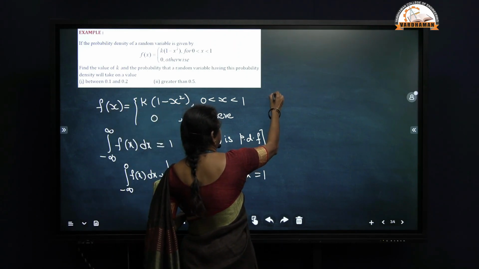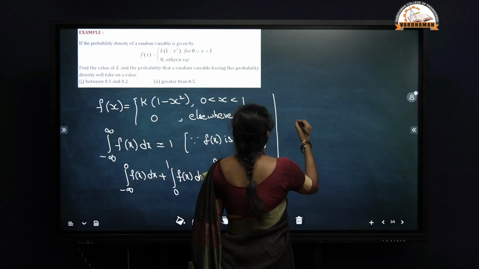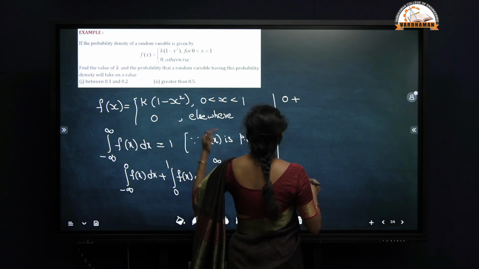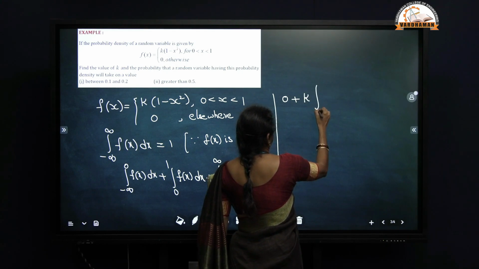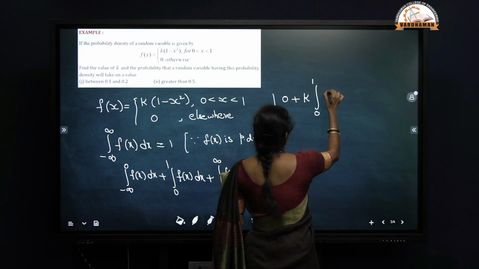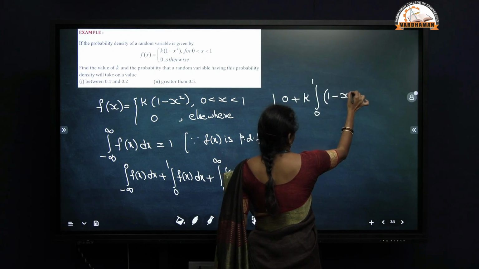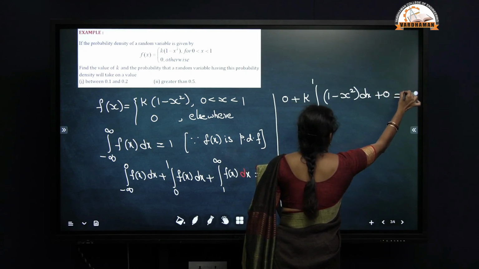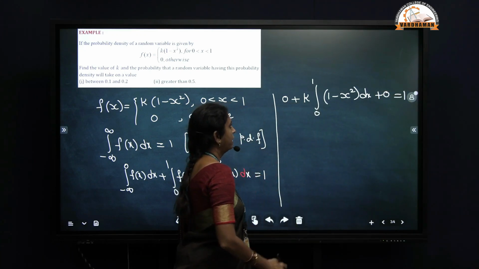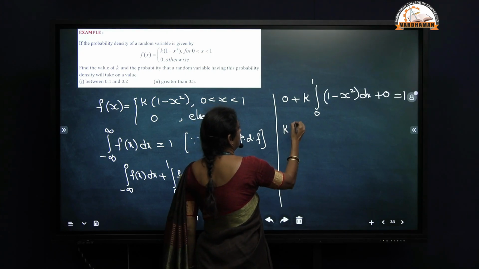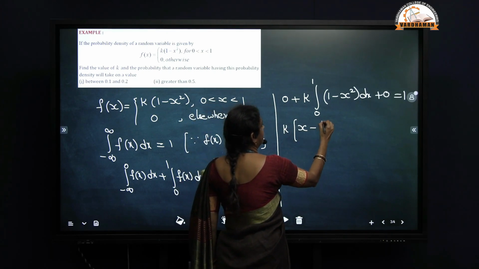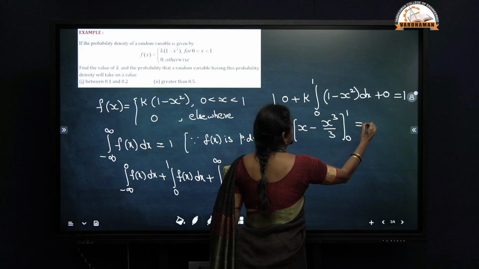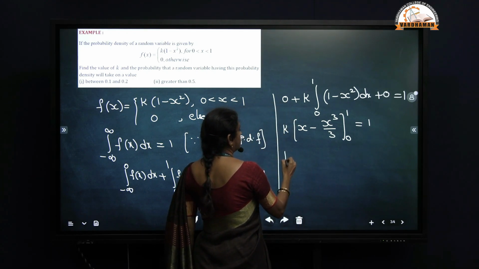Between minus infinity and 0 and 1 to infinity, the function value is 0. So if I write down here, 0 plus the integral of k of 1 minus x square dx plus 0 is equal to 1. Now I'll integrate this part. So k times x minus x cube by 3 between 0 and 1 is equal to 1.